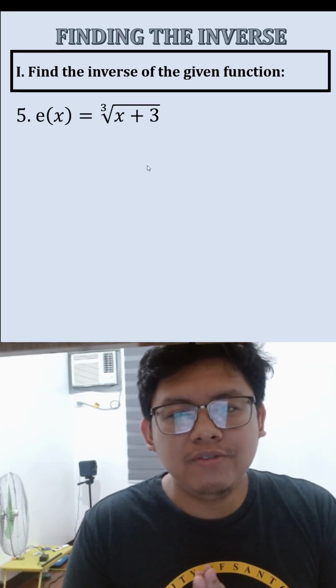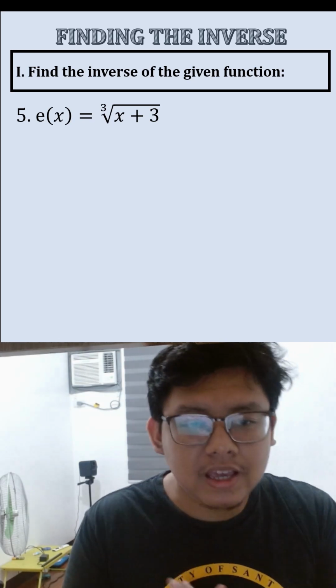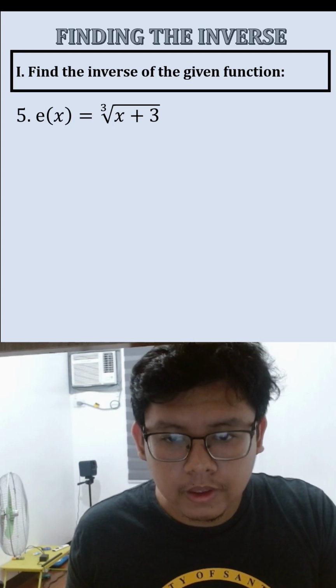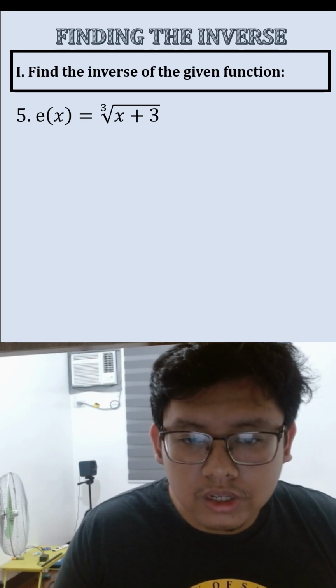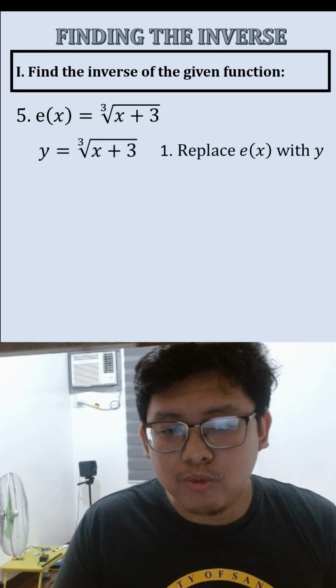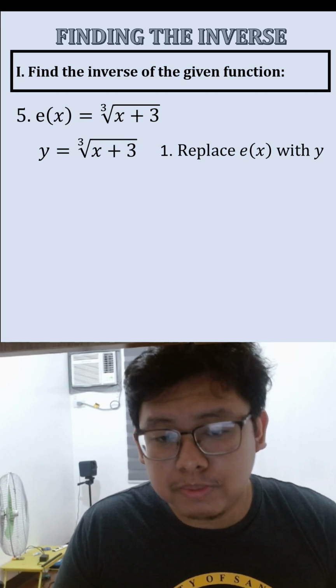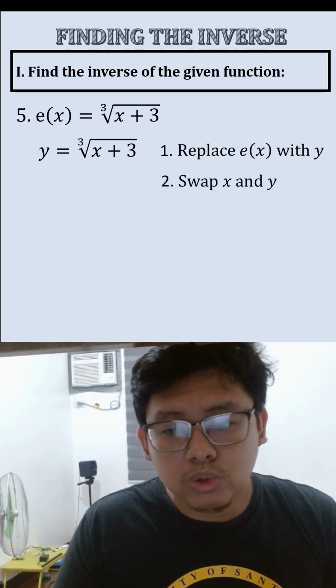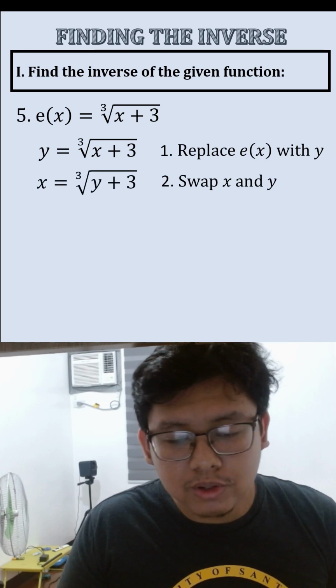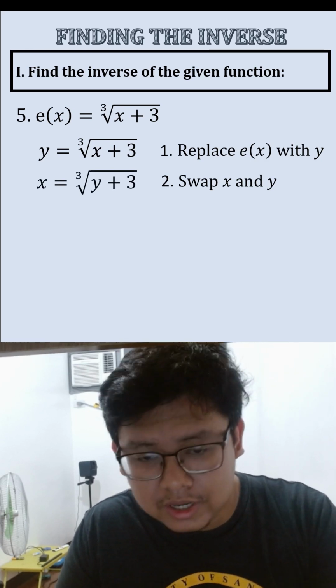Okay, let's find the inverse of this given function. We have e of x is equal to the cube root of x plus 3. Okay, so the first thing that we need to do is for us to replace the function notation with y. So we will have y is equal to the cube root of x plus 3. Then we proceed to swapping x and y. So we interchange them. We have x is equal to the cube root of y plus 3.